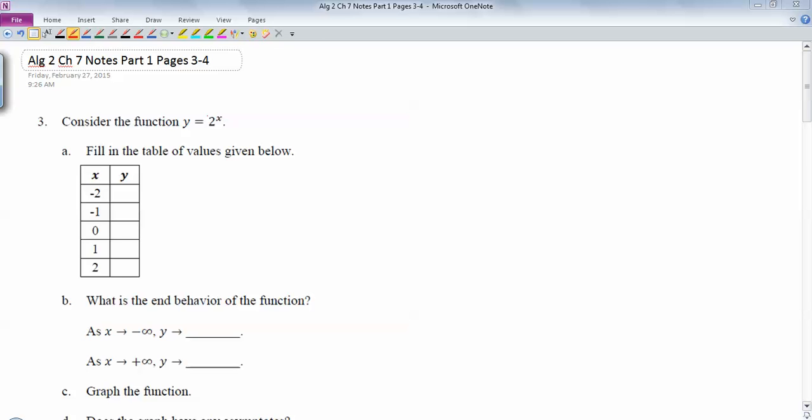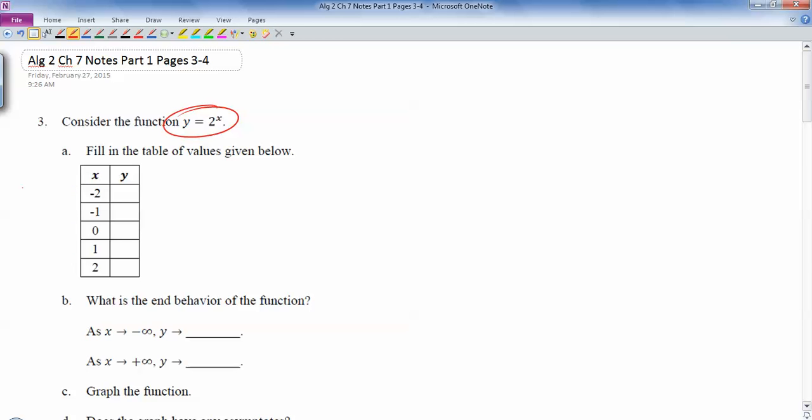So this one, we're starting with a really basic one, which would be a parent function, 2 to the x. Anytime you have some base to the x, you're pretty much always going to start with those 5 x values, -2, -1, 0, 1, 2. So let's fill in the table.